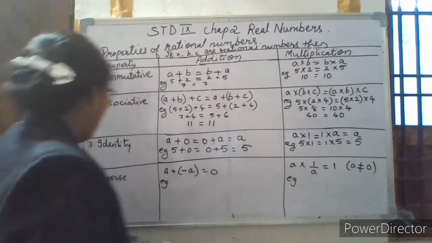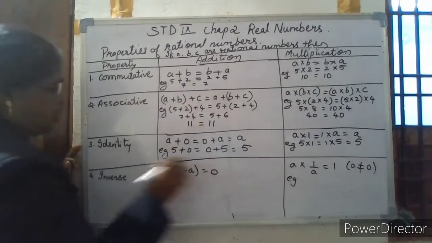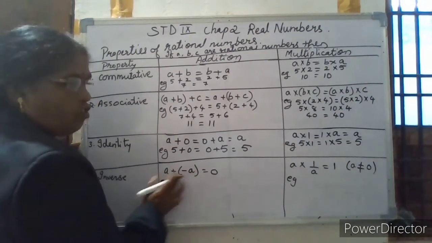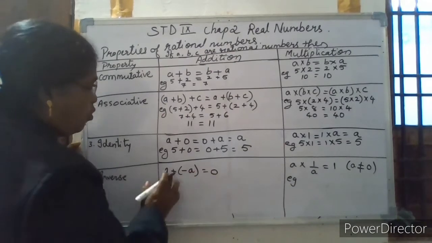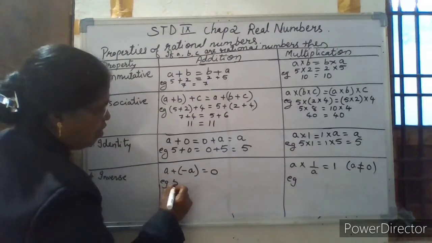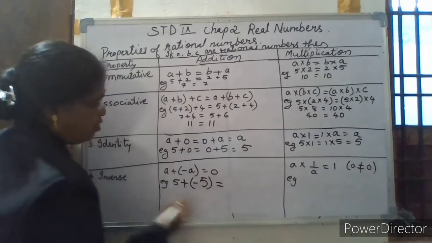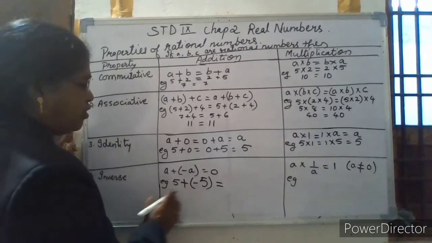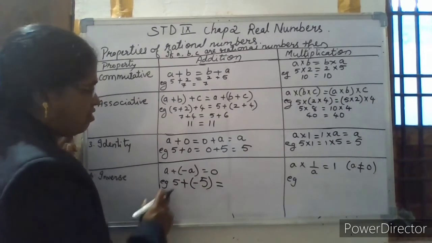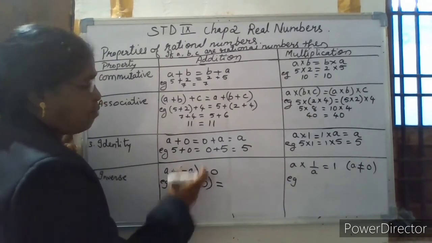Now the inverse property of addition. So here see, a plus, in the bracket, minus a, that is the opposite number, is always equal to 0. So the sum of any two opposite numbers is equal to 0. For example, if I take a value as 5 plus minus 5, the opposite number. We are adding these two integers with opposite signs. Both the numbers have different signs. So subtract them and put the sign of the greater number. So 5 minus 5 is equal to 0.